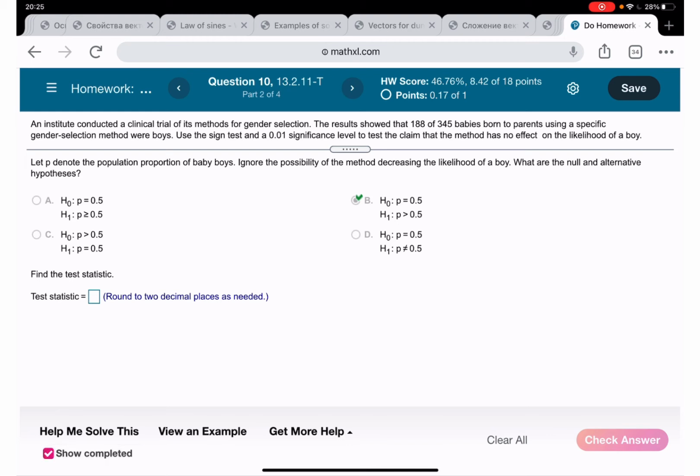I already explained. The only thing I would like to stress is, if the p-value you get is less than the significance level, and the significance level you are going to use is 1%. If it's less than 1%, then we reject the null hypothesis. Accordingly, there is sufficient evidence that the method used will be effective in increasing the likelihood of a boy.